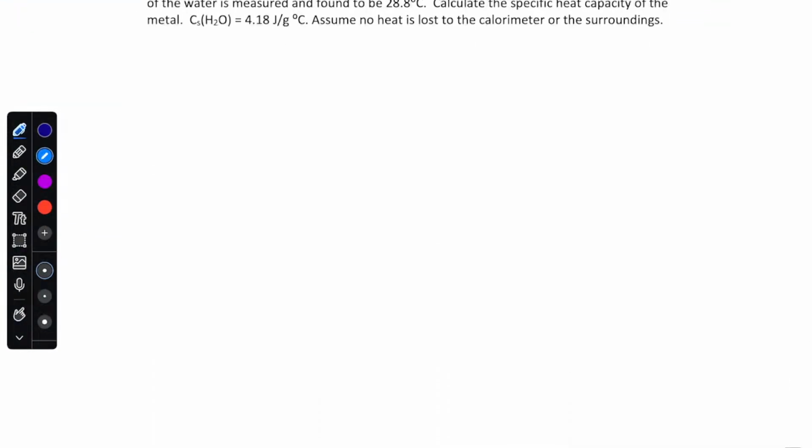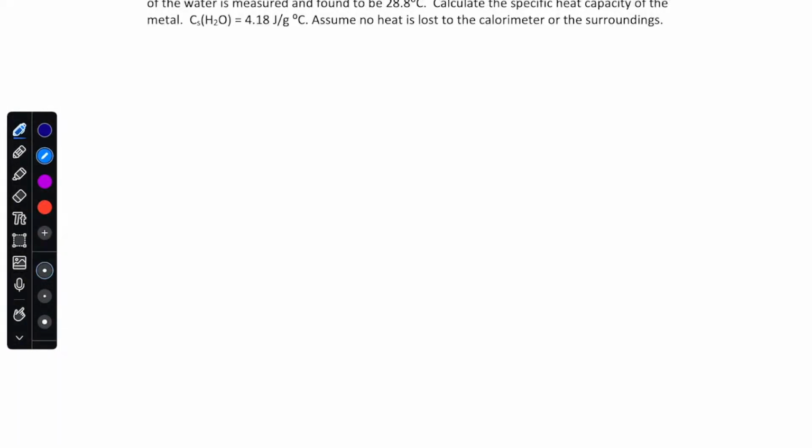All right. 32. We're getting there. A metal Batman figurine with a mass of 28 grams is heated to 95.8 degrees Celsius, then placed in a coffee cup calorimeter filled with 123 grams of water at 27. After some time, the temperature of the water is found to be 28.8. Calculate the specific heat capacity of the metal.